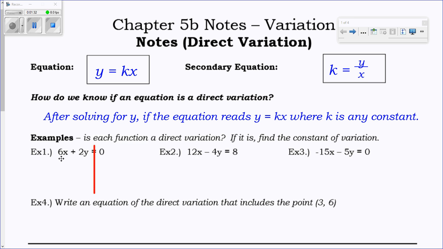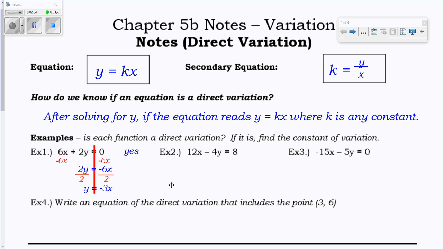The first thing we're going to do is subtract 6x from both sides. And then what do we get? We get 2y equals negative 6x. Now what do we do? We've got to divide both sides by 2. And what's our final equation? Y equals negative 3x. So is it written as y equals kx? Well, it's not y equals kx, but y equals negative 3x. So yes, that is a direct variation.